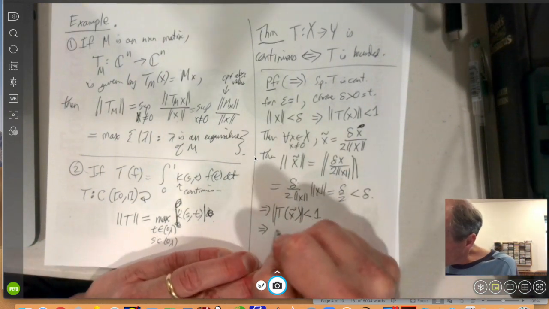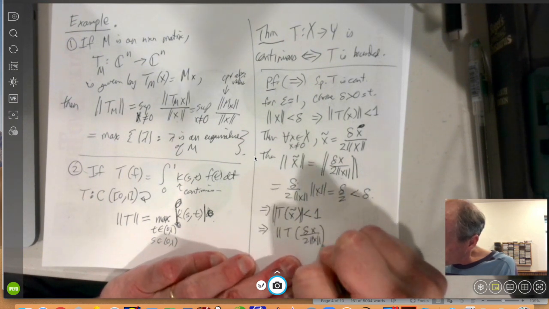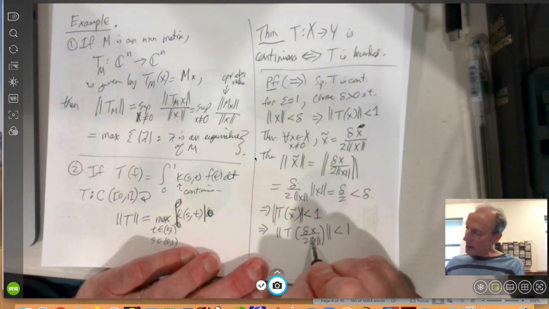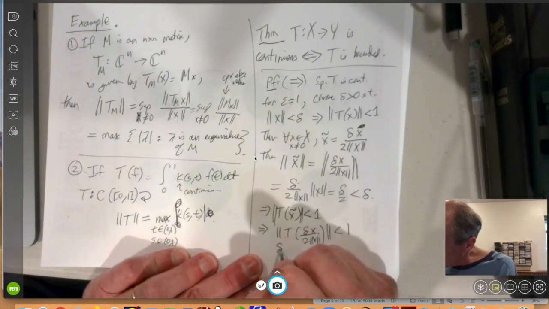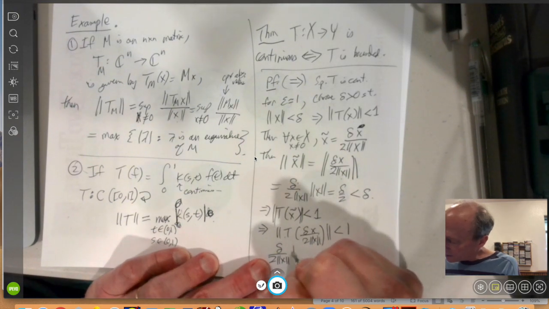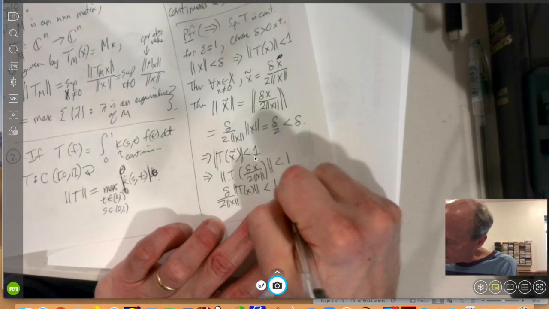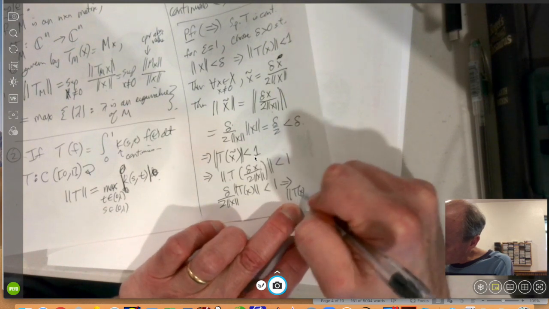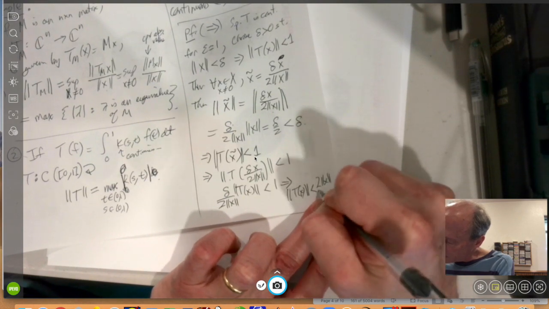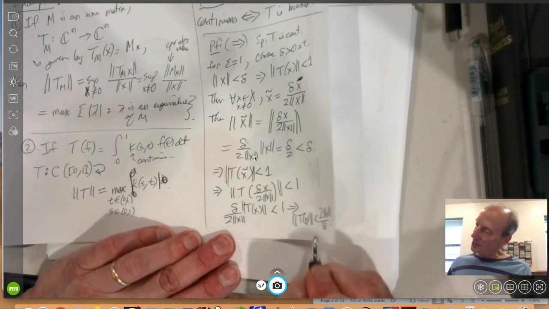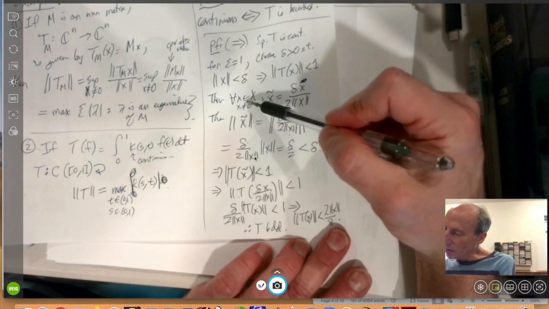But then plug everything in, and you have the norm of T of delta x over 2 norm x less than 1, and then pull out everything that you can using the linearity of T and then the norm. You get delta over 2 norm x times norm of Tx is less than 1, which tells you that the norm of T of x is less than 2 norm x over delta. So therefore, T is bounded. And this is true for all x, x not 0.